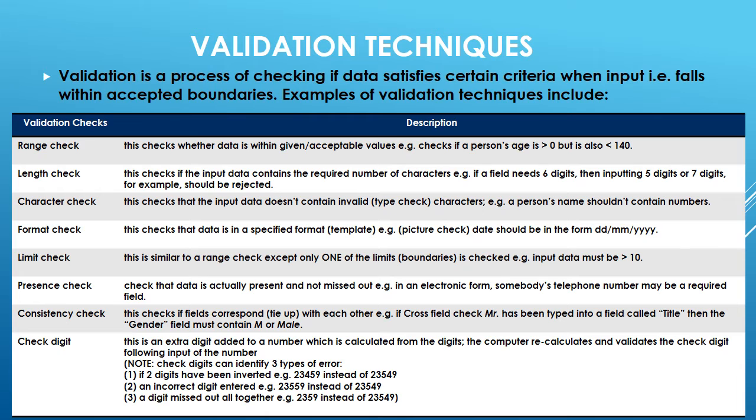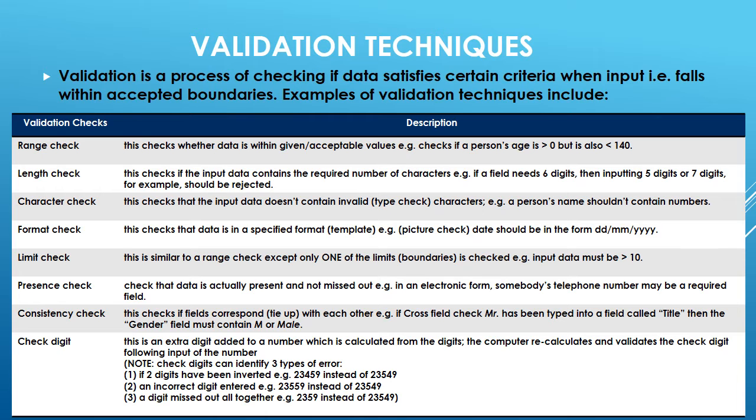Validation is a process of checking if data satisfies certain criteria when input, that is, falls within accepted boundaries. Examples of validation techniques include various checks, for example, range check, length check, character check, format check, limit check, presence check, consistency check, and check digit. These are the different checks that can be applied on the data fields.